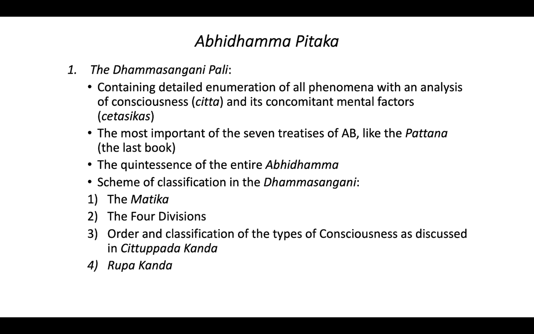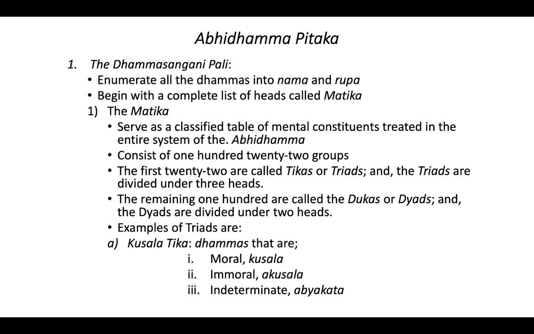Matika, what is Matika? The Dhammasangani begins with a complete list of headings called Matika. The Matika serves as a classified table of mental constituents treated not only in the Dhammasangani but in the entire system of Abhidhamma. The Matika consists altogether of 122 groups. The first 22 are called the tikas or triads, and those are divided under three heads. The remaining 100 are called dukas or dyads, and they are divided under two heads.